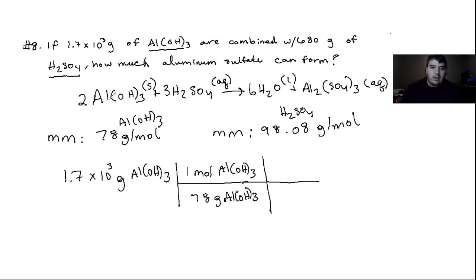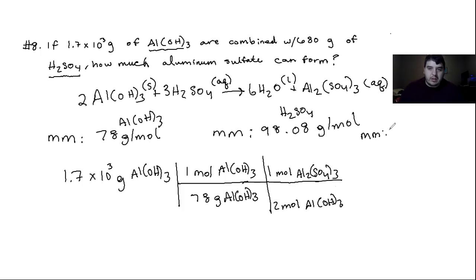So if we look at our balanced equation here, I have 2 moles of aluminum hydroxide, and that creates 1 mole of aluminum sulfate. So we know that we're going to have 1 mole aluminum sulfate. And then on the bottom here, I'm going to have 2 moles of aluminum hydroxide. And lastly, we do need to find the molar mass of aluminum sulfate.